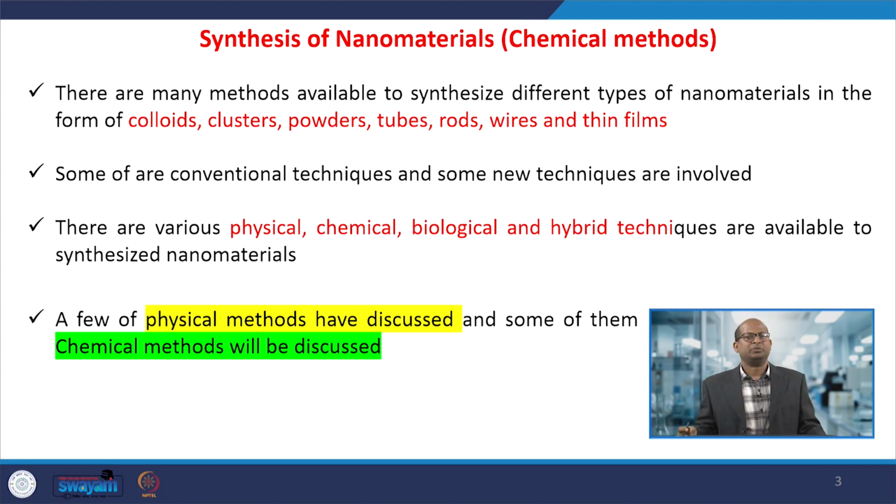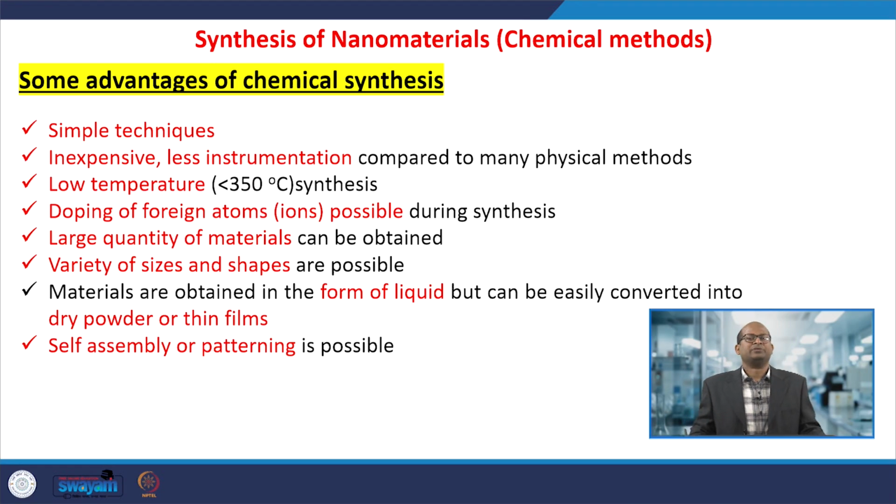There are so many physical, chemical, biological or hybrid techniques available to synthesize a particular nanomaterial. Since we have already discussed physical methods of synthesis, chemical methods have some advantages compared to them. The method is very simple and inexpensive, and we need fewer instruments to synthesize nanoparticles, nanofilms, nanotubes or nanorods.